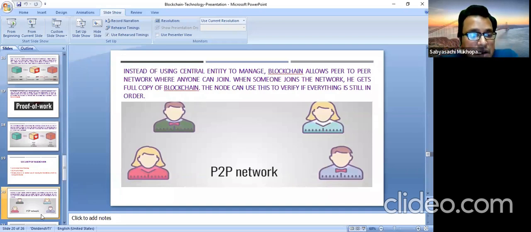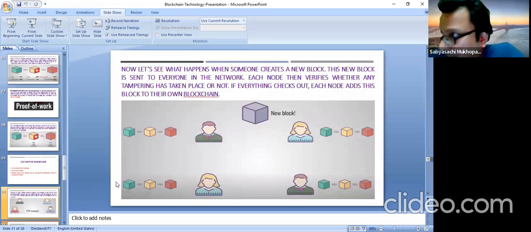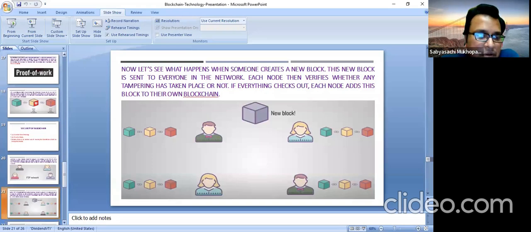Let us check out how it works. For example, let us see what happens whenever someone is creating a new block. Now this block is sent to everyone in the network. Then each node verifies whether any kind of tampering has taken place or not. If everything checks out, and there is no tampering, then everybody will welcome that particular new block into their own blockchain. So this is how the verification of the new block is done.